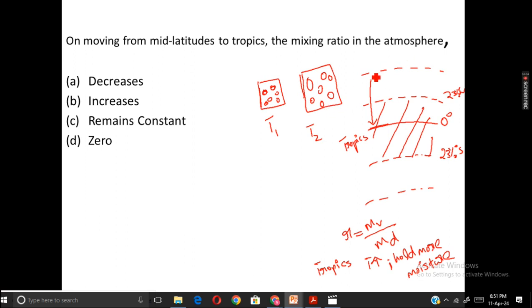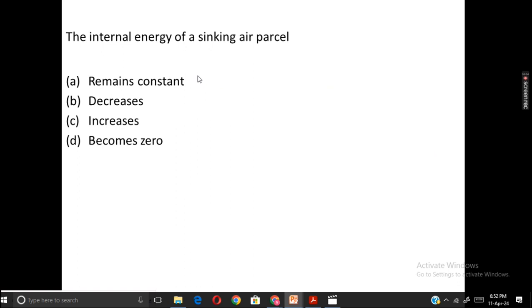So when we are moving from mid-latitudes to tropics, the capacity of holding moisture is basically given by the mixing ratio. If the capacity of holding moisture is high, MV will also be high, R will also be high. As we move from mid-latitudes to tropics, the temperature is increasing, and so is the mixing ratio. So this is the answer: the mixing ratio in the atmosphere increases as we move from mid-latitudes to the tropics.